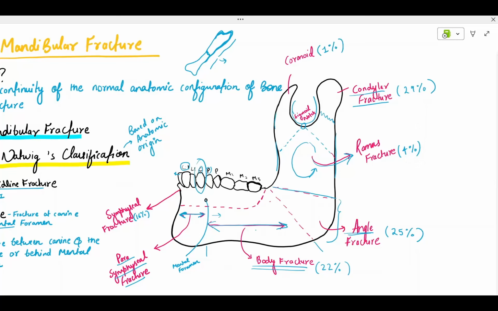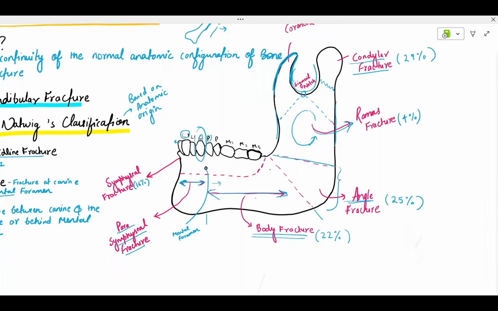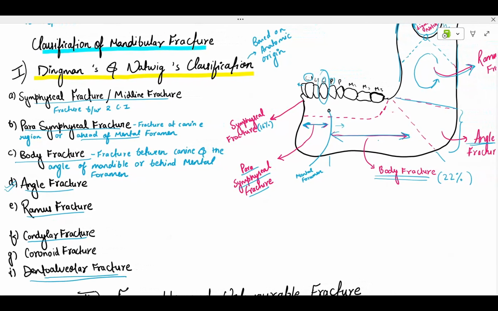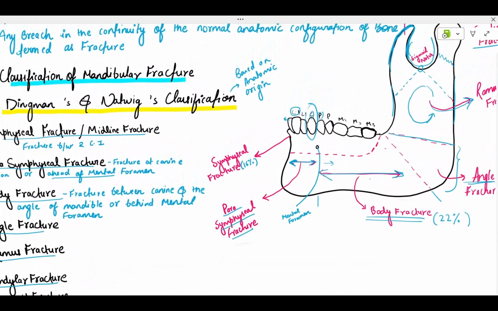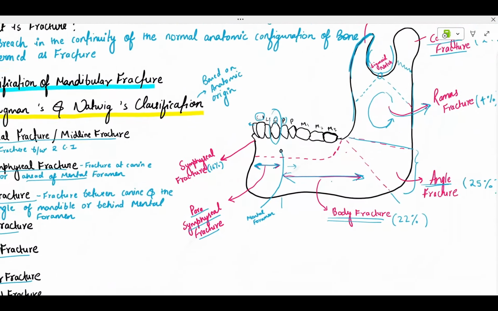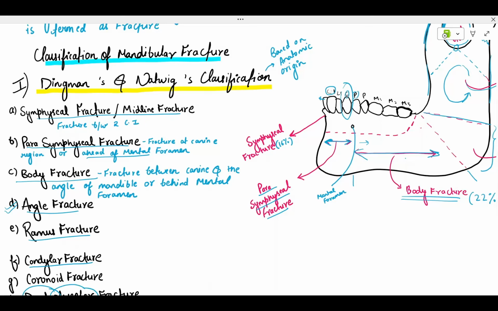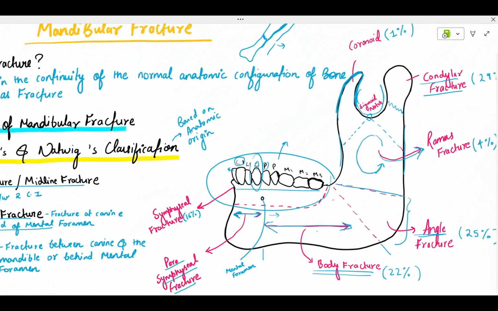This is the coronoid of the mandible, you can see I have labeled it. Now the last category under Dingman and Natvig's classification is your dento-alveolar fracture. What is a dento-alveolar fracture? If we break down this term, dento means teeth and alveolar means alveolus. So this is the alveolus and these are the teeth. Any fracture occurring in this area is a dento-alveolar fracture, and in percentage this is around 3%.